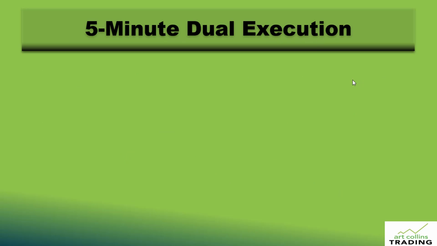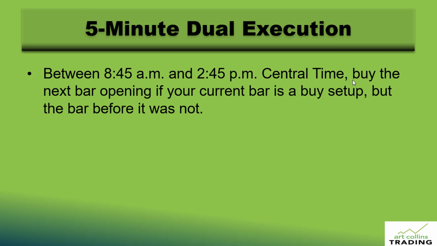Now, that setup means that you have the potential to put on a trade. And what you need for the actual trigger is between 8:45 a.m. and 2:45 p.m., you buy the next 5-minute opening bar if your current bar flashes that signal, but the bar before it did not. Current bar above the daily opening price, below the 3-bar average price. But the bar before that did not meet both those criteria. Either met one or none at all.